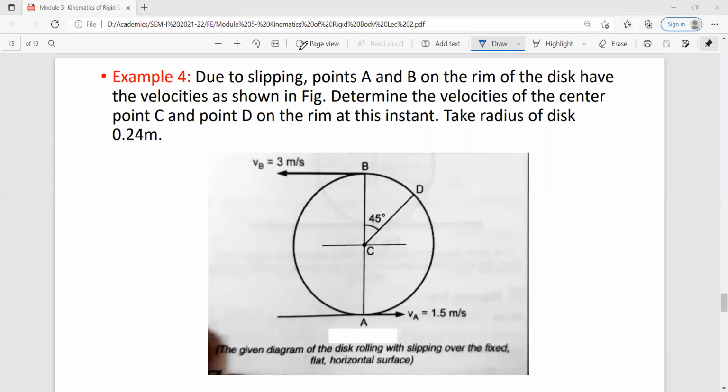Sir. Hello. Yes. Sir, where is that point C here? Only A, B, and sorry, center. Yes, sir, you got it.